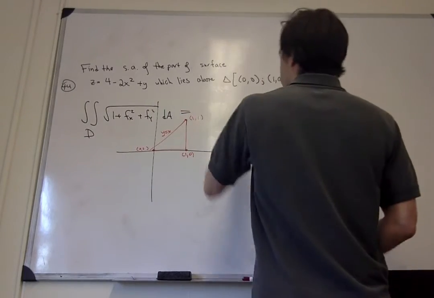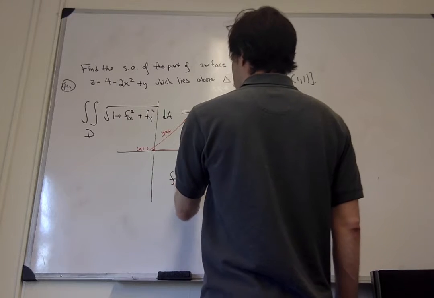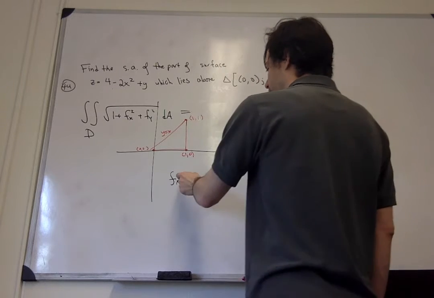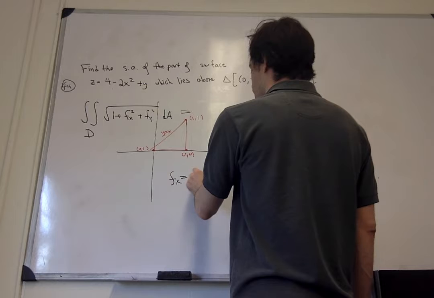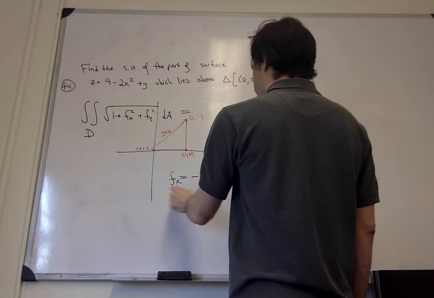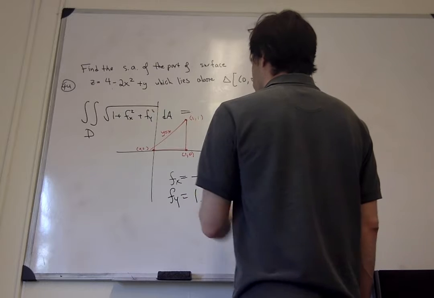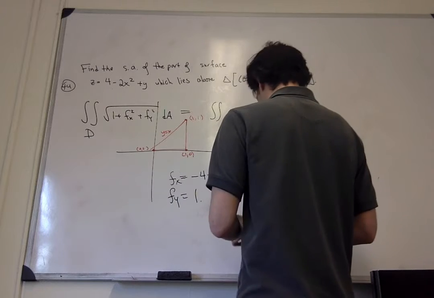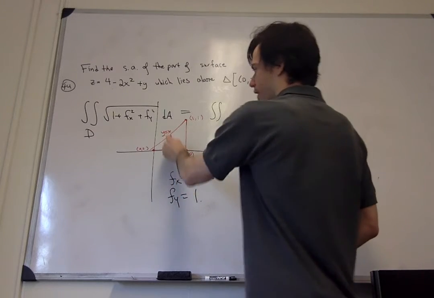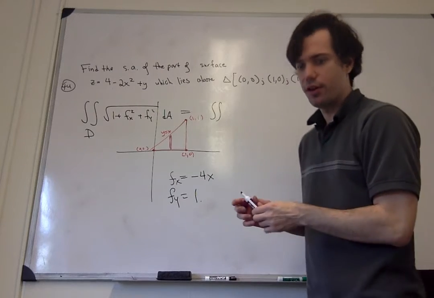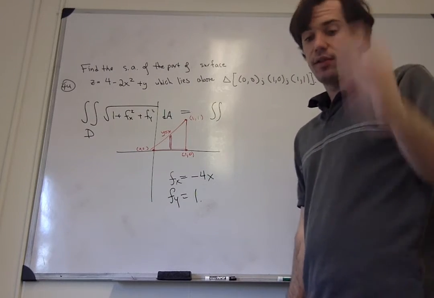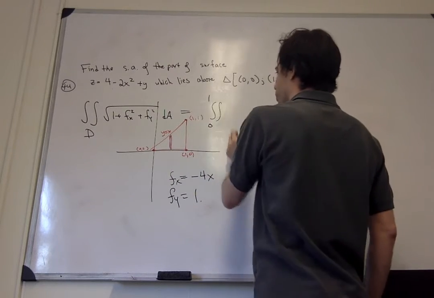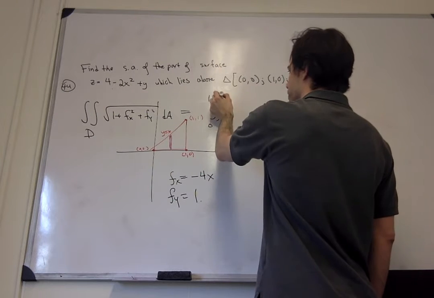And what is f? f is z. So the derivative of f with respect to x is minus 4x, and the derivative of f with respect to y is 1. I'm going to integrate in this direction, so vertically, as we almost always go vertically on our inside integral. The outside bounds are going to be 0 to 1, and inside I'm going to go from 0 to x.